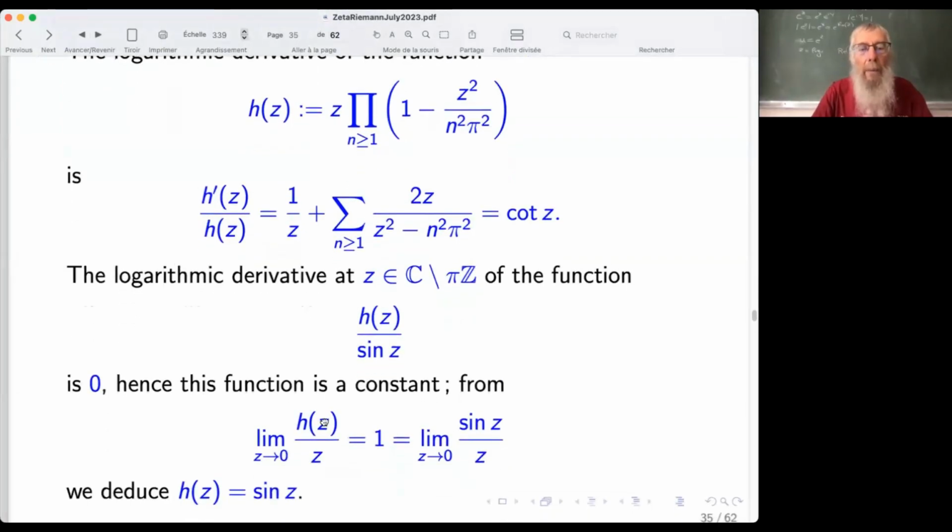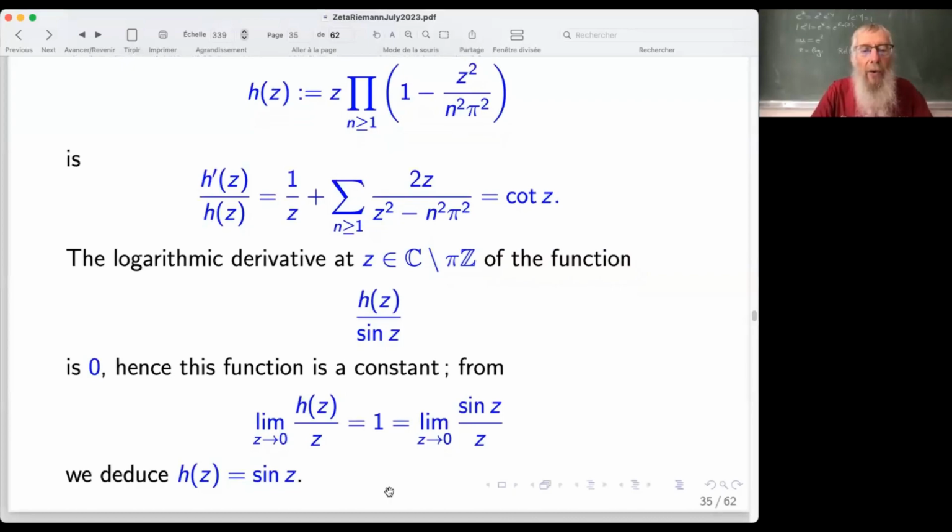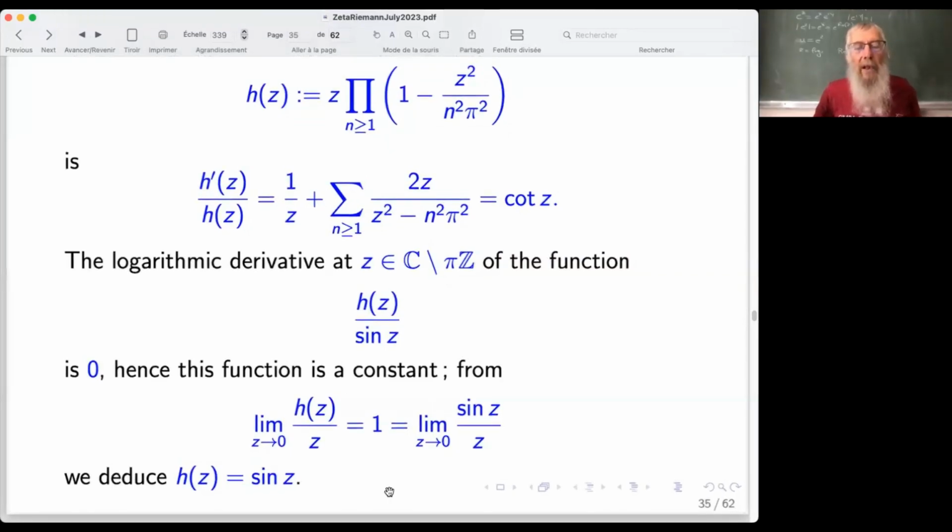And then you look at what happens when z tends to 1. For sine z over z, the limit is 1, and for h of z over z, also the limit is 1. So h of z is sine of z. So this completes the correct proof of Euler for zeta of 2 equal pi square over 6.